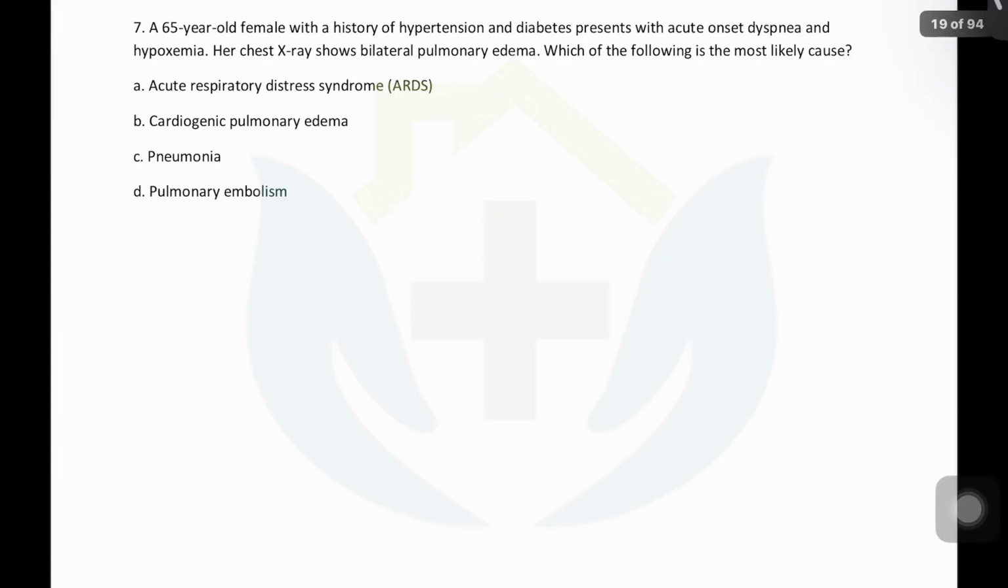A 65-year-old female with a history of hypertension and diabetes presents with acute onset dyspnea and hypoxemia. Her chest X-ray shows bilateral pulmonary edema. Which of the following is the most likely cause? This patient has hypertension and diabetes and is 65 years old. So she has actually presented with heart failure, I feel. Do all agree with me?